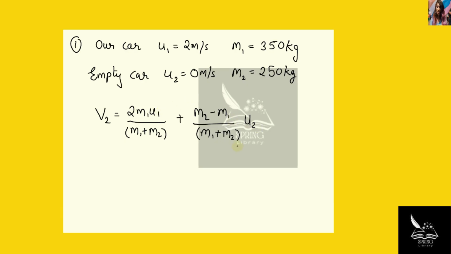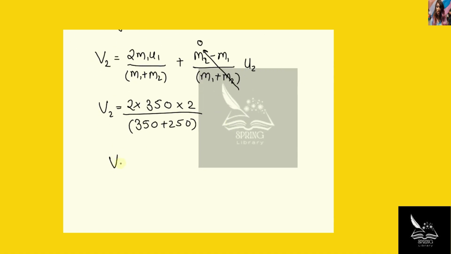Now as this u2 is 0, this term will go to 0. If we plug the values, it will be 2 into m1, which is 350, times u1, which is 2, divided by m1 plus m2, that is 350 plus 250. If we calculate this, v2 will be 2.3 meters per second. So the empty car is moving with a speed of 2.3 meters per second.